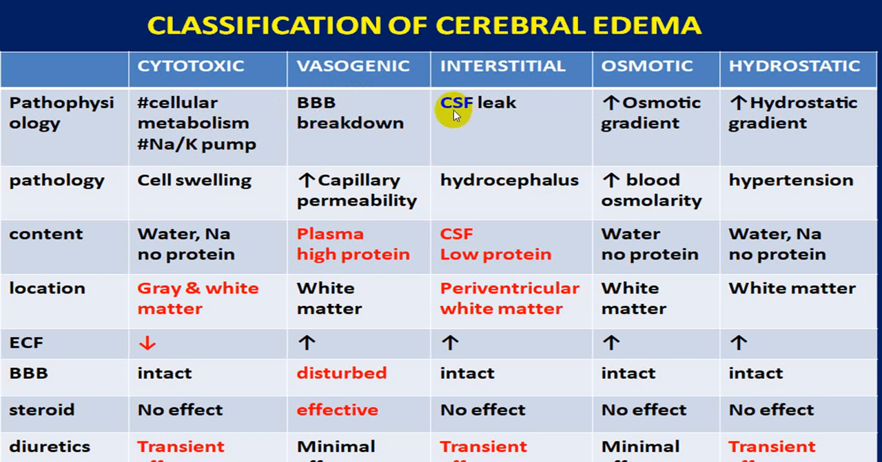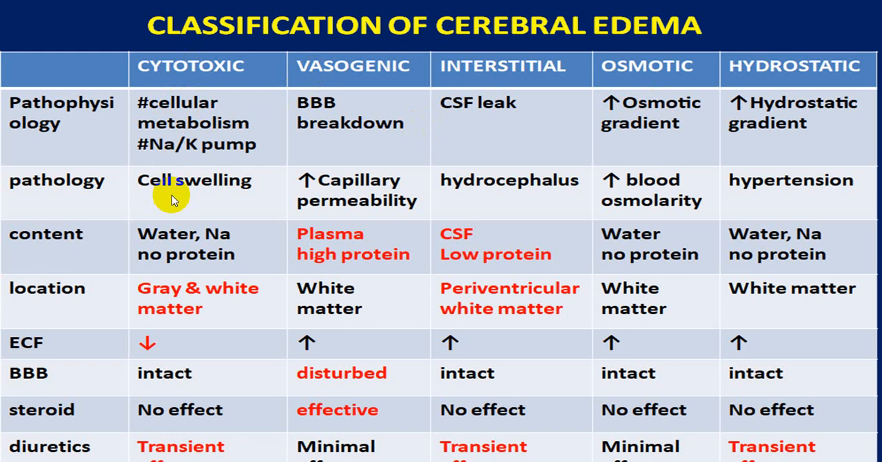In interstitial, there is a CSF leak from the ventricular system into the interstitial space. In osmotic, the pathophysiology is an osmotic gradient across the cell membrane: intracellular osmotic pressure is high, extracellular osmotic pressure is low, hence there will be a shift of water from the extracellular into the intracellular compartment. While in the hydrostatic variety, intravascular hydrostatic pressure is high as compared to the extravascular compartment, hence you will have water shifted from the vascular into the extracellular compartment.